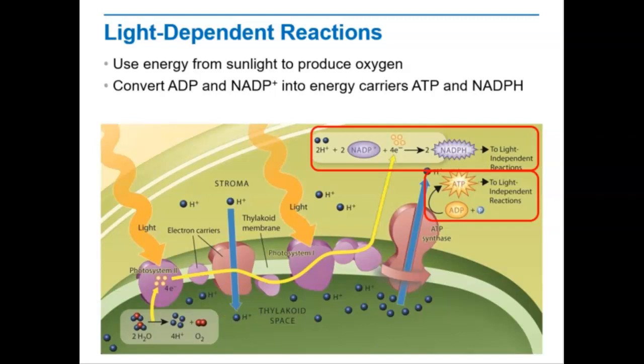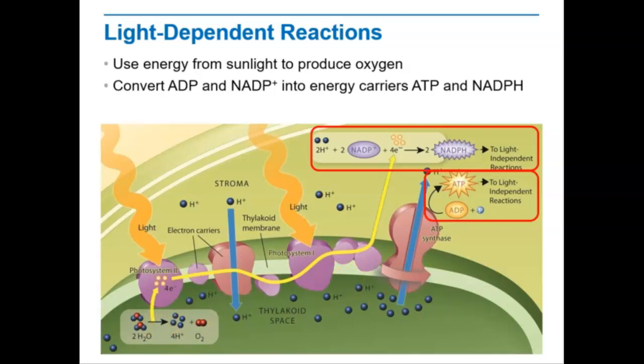So let's look at that first equation on the upper right here. The result of the light-dependent reaction is to convert ADP and NADP plus into ATP and NADPH, right? So we're charging up these molecules. You can see here, light is coming in, okay? This is why we say it is light-dependent. Here we have our 2H2O, and that is converted into 4 hydrogen and 2 oxygen.